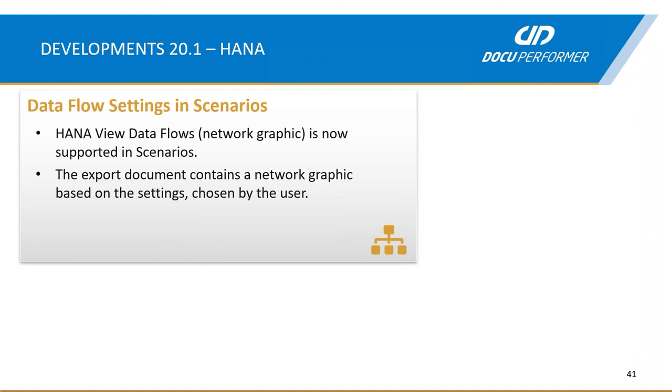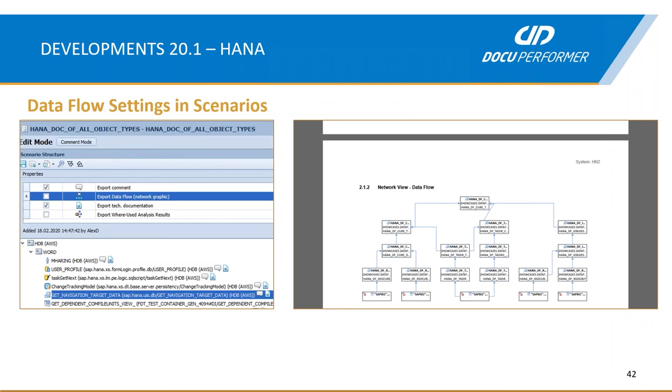This as well was already possible for InfoProviders in the BW component, but now we are offering this solution also for the HANA calculation views, for HANA CDS views. This is always nice because it enriches your documentation with a nice graphical data flow to get an overview of the complete structure. This is how it looks like. So in scenarios, you now have the option when selecting HANA entities to export the data flow as a network graphic. And then the document you generate will contain this nice graphical overview of a data model.